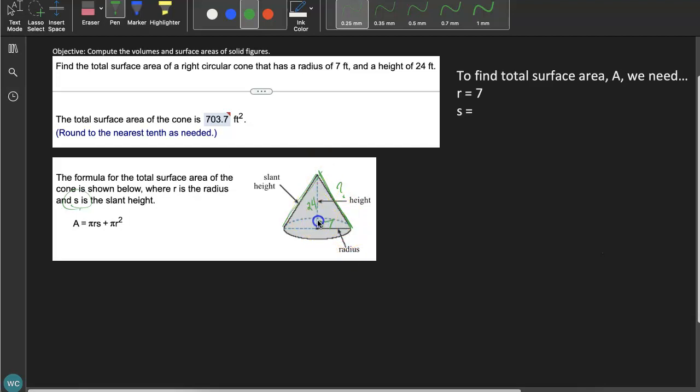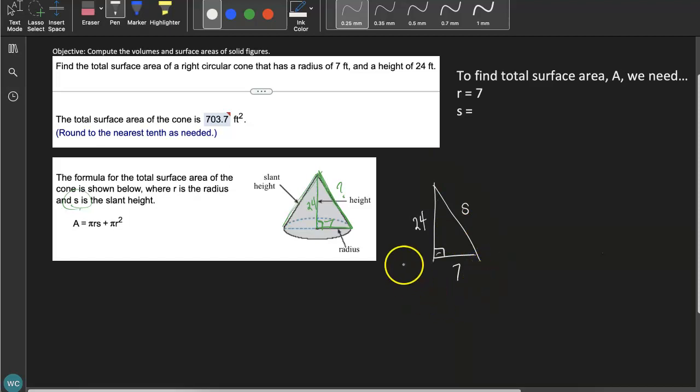What we do know, however, is that this is a right circular cone, meaning that the base and the height meet at this right angle. And what that does is it creates this right triangle embedded within the cone. So what I want to do next is take out this right triangle. Just a quick little drawing here. And what I'm trying to find is this unknown side S of a right triangle.